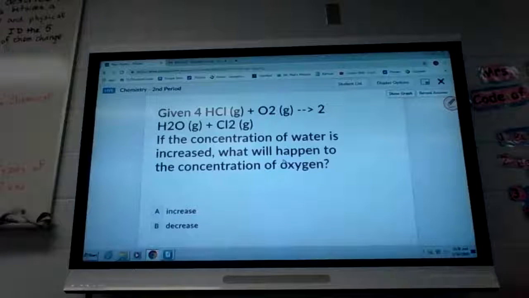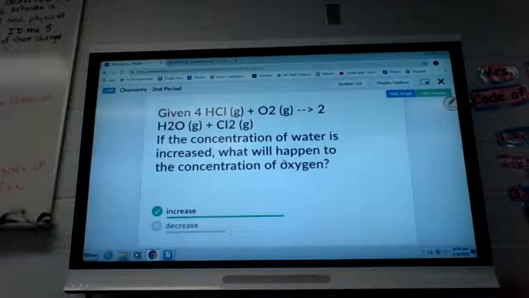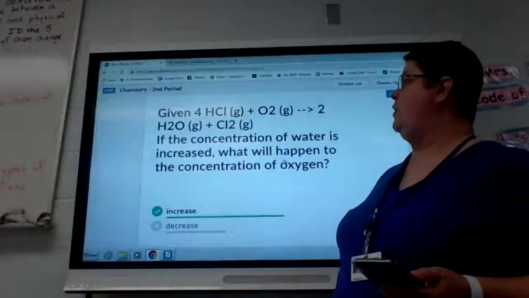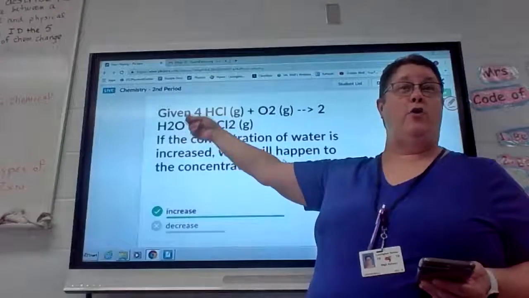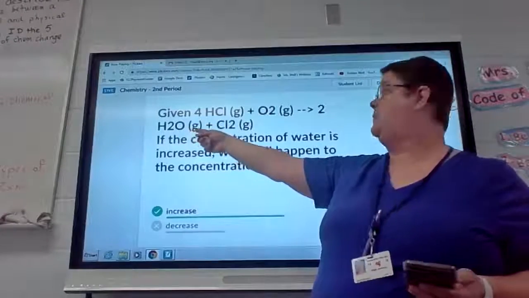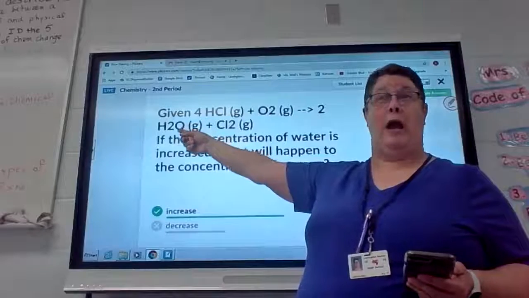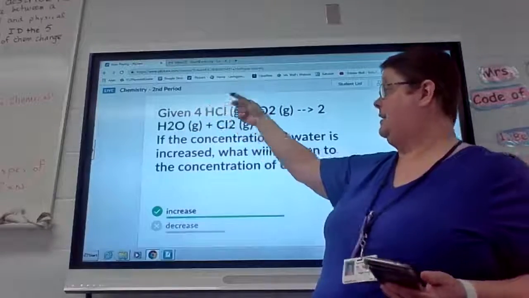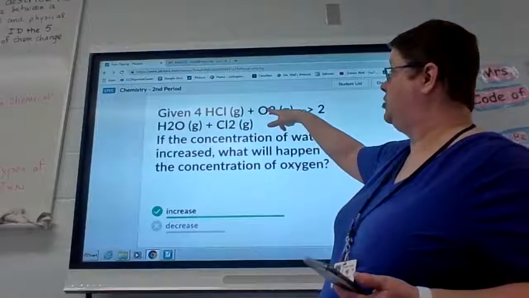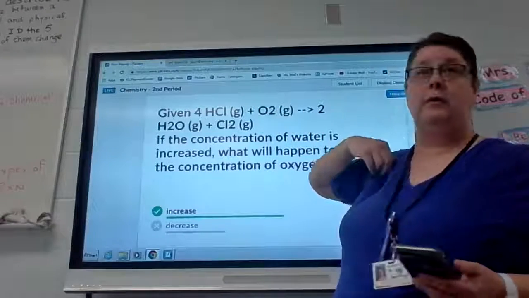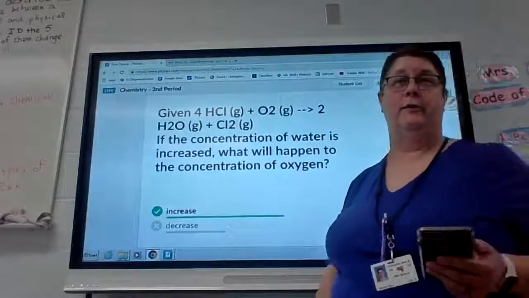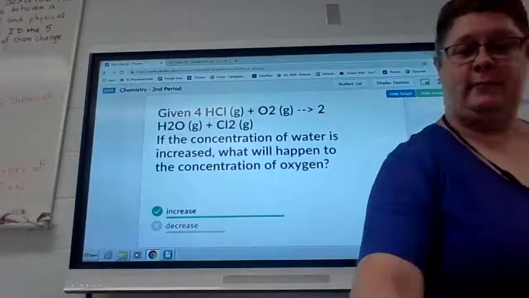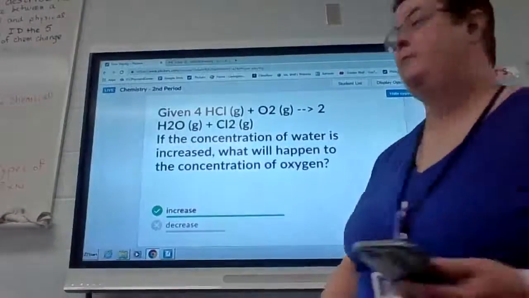67% got it right. So if you increase water, if you add it, does it go to the same side or the opposite side? So that's a product, right? So what's the opposite side? The reactant. So it goes to the reactant side. So what happens to the oxygen if it goes towards the reactants? It will increase the reactants.